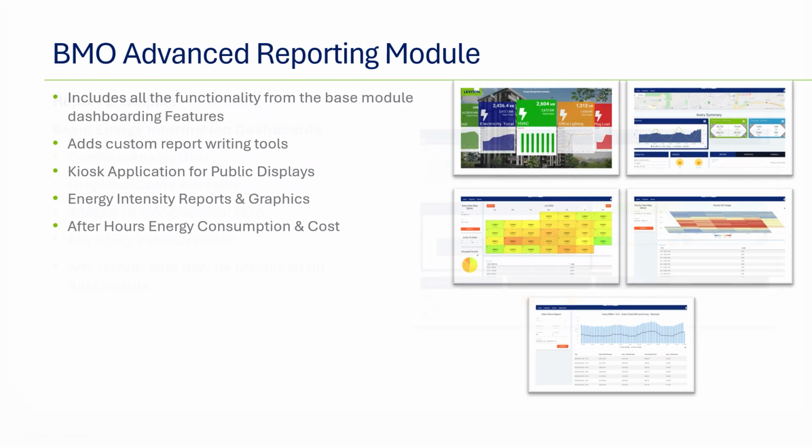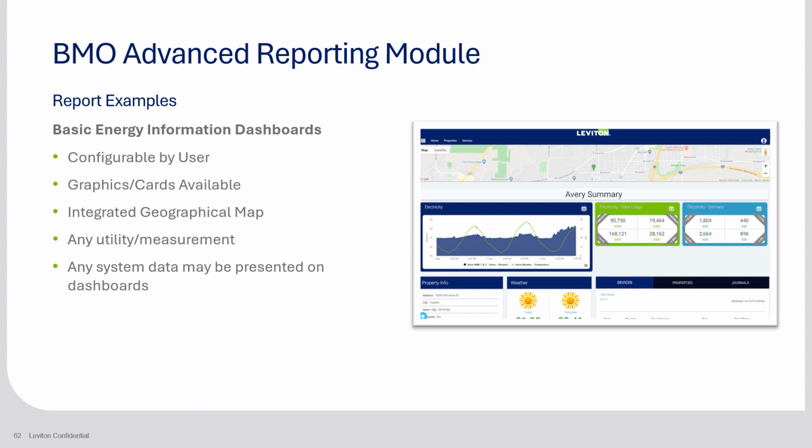The BMO dashboards are user-configured tiles with either graphs or data card presentations of the data. The system is based on an integrated mapping system which will geographically locate the facilities on a local area map. BMO is compatible with a variety of types of utilities, including electric, gas, water, and steam. Metrics from any of the system monitors can be presented on the dashboards.